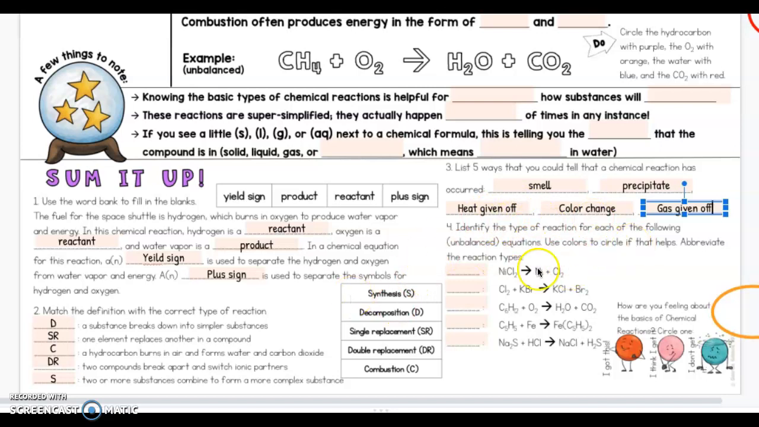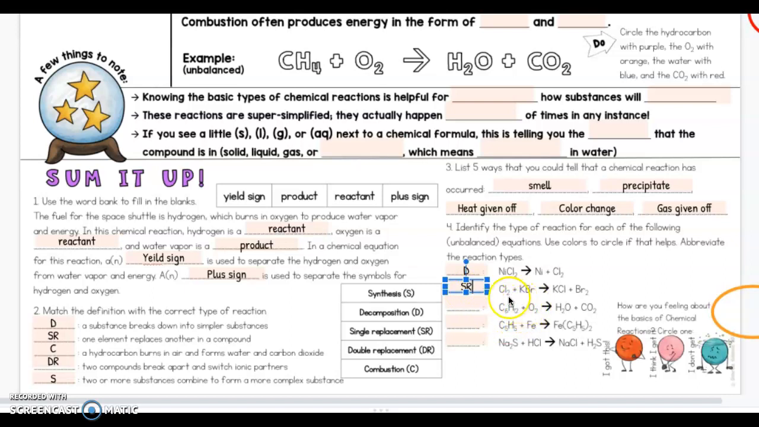Okay, identify the type of reaction for each of the following equations. So, use colors to circle if that helps. Abbreviate using these reaction types. So, again, we're going to look here and say, okay, let's think. We've got a compound and it's breaking into elements. You start with a compound and you break it down. That's going to be decomposition. Here we have an element, a compound, a compound and an element. So that is going to be a replacement, but it's got an element here, so that's going to be single replacement.